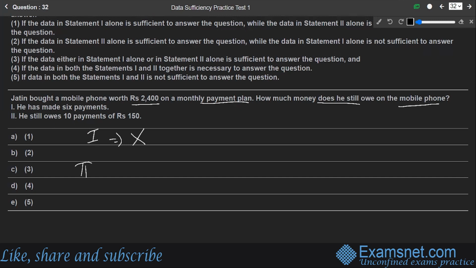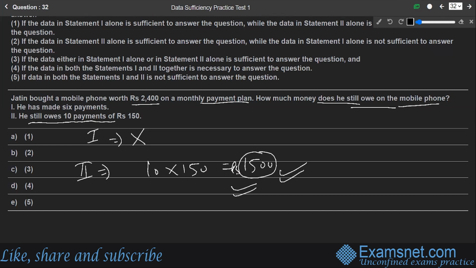Let us check the second alone. Second is saying he still owes 10 payments of rupees 150. So 10 payments of rupees 150 cost 1500 rupees. So he still owes rupees 1500. That is the answer, and that's what they were asking. How much money does he still owe was asked. So yes, statement number 2 alone is sufficient to answer the question. In this situation, we hit option number 2, which says statement number 2 alone is sufficient.